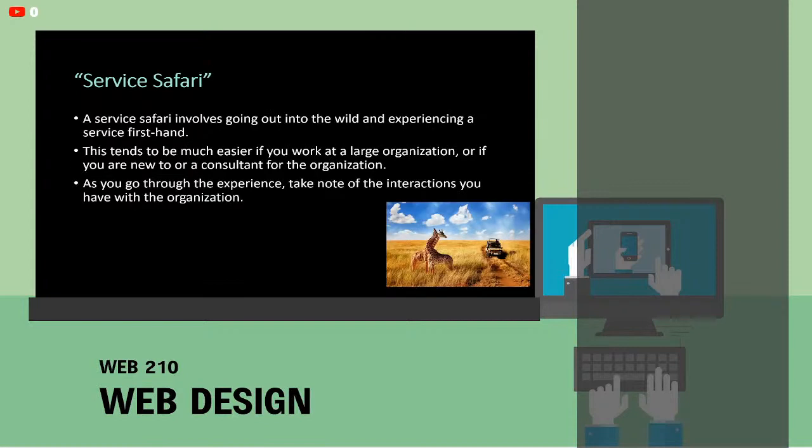The service safari, right? A service safari involves going out into the wild and experiencing a service firsthand. This is undercover boss type stuff is what we're talking about here. Let's say you built a site where you can buy airline tickets. How do you perform a service safari on that site? Well, it's time for a vacation. Let's buy an airline ticket on this site. What are the pain points? Experience that service firsthand.